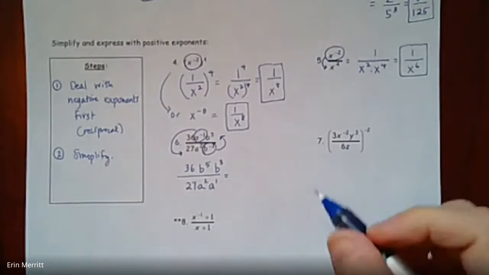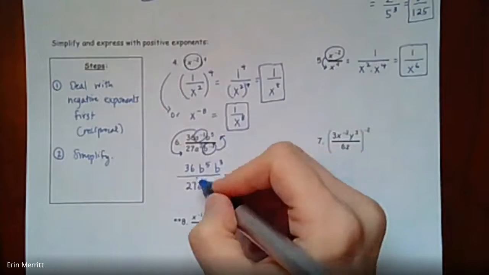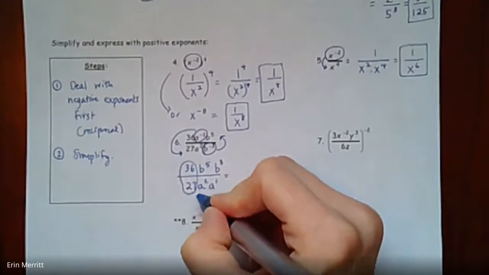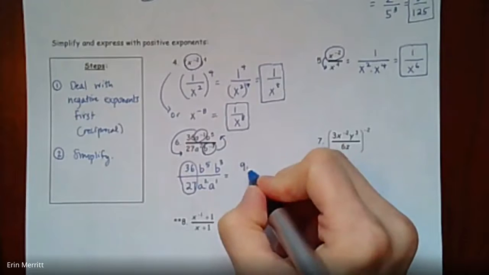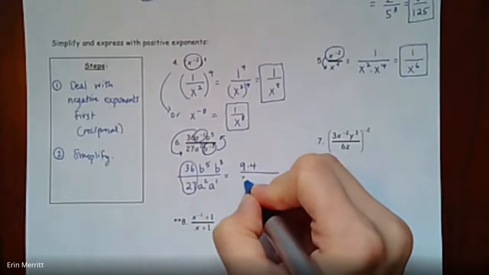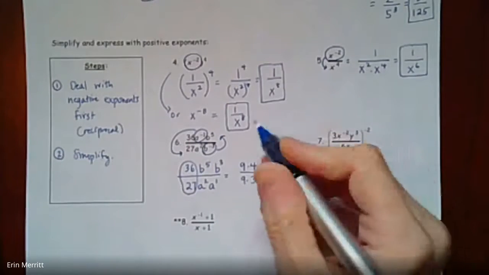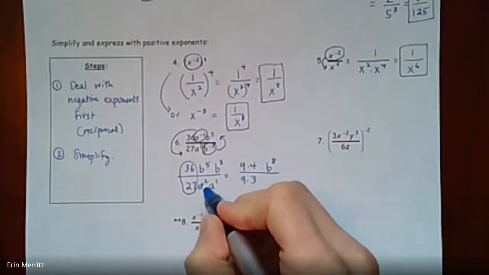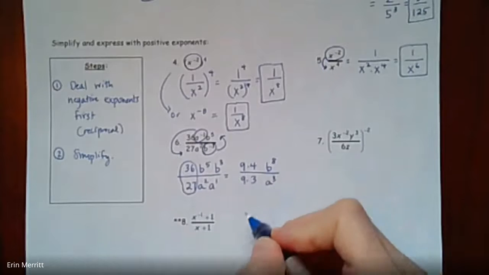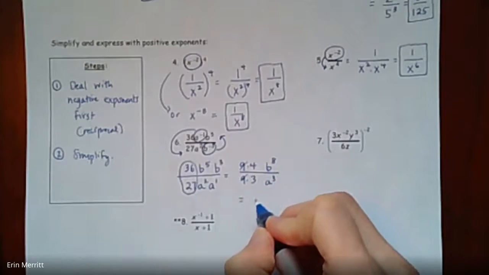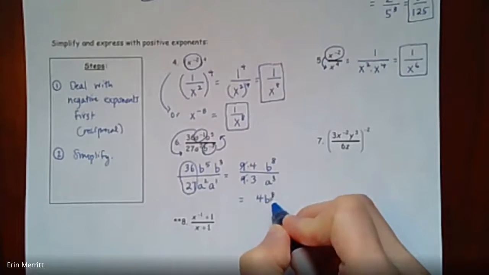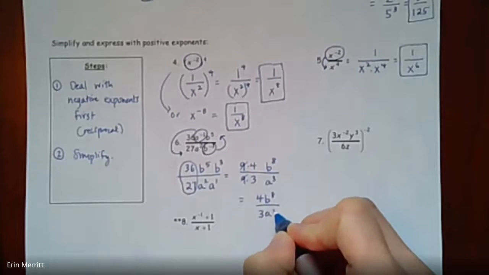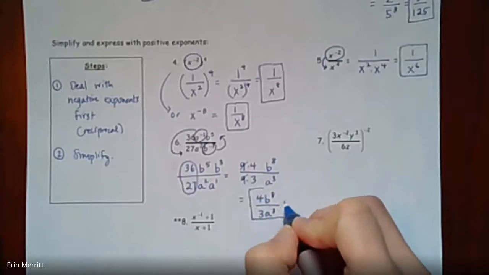So at this point, 36 over 27, I can break that into 9 times 4, and then 9 times 3. B to the fifth times b cubed gives me b to the eighth. A squared times a to the first gives me a cubed. And I can just simplify this part out. So 4b to the eighth, and then over 3a cubed should be my final answer for that one.